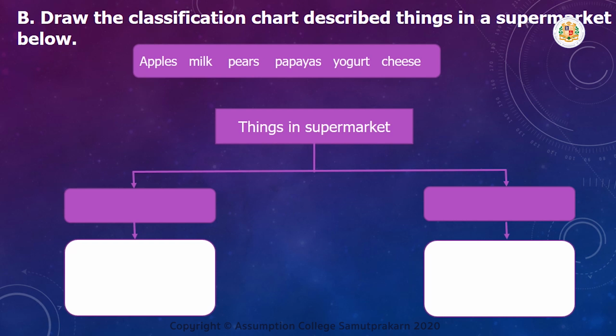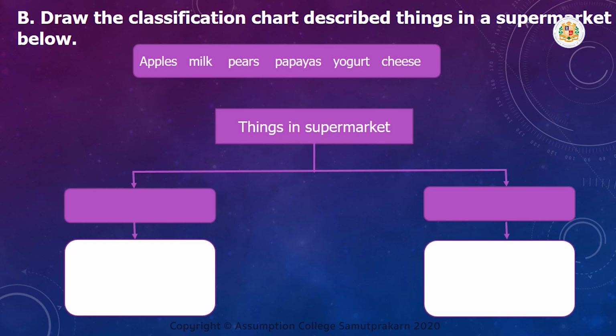Okay, for example, apple, pear, and papaya are fruit, right? You have to group them into fruit, and milk, yogurt, and cheese are dairy. You can write things in a supermarket divided into fruit and dairy, and now you can group them. What does this apple belong to? What does this yogurt belong to? Okay, you have to try first because it's an exercise.